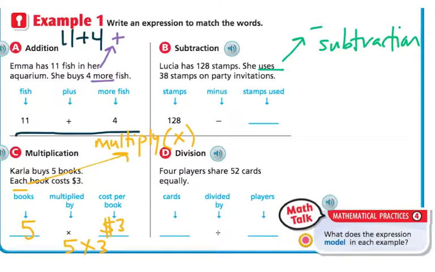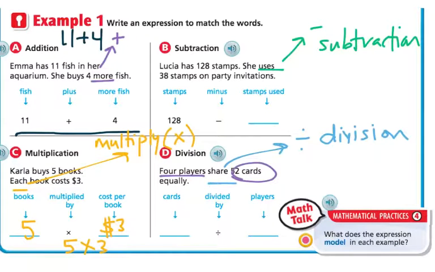And lastly, we go on to division. It says 4 players share 52 cards equally. So now we hear that word share. As math detectives, when we hear that word share, we know that we're talking about division. So it's really important that you start to listen to these words very carefully. These are going to give you clues about what operation you're going to perform. So our dividend is going to be the 52 cards, and we're going to divide it among 4 players. So our numerical expression would be 52 divided by 4.